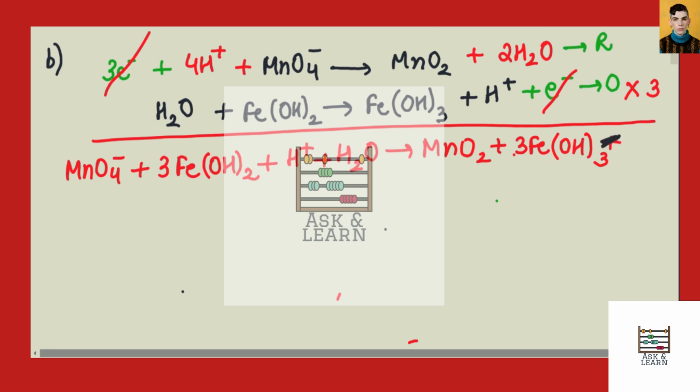So now we have to balance the H positive. Basically we are in the basic solution, so we have to balance the equation using OH negative ion. So to balance the H positive, we will add one OH negative here and we will add one OH negative here.